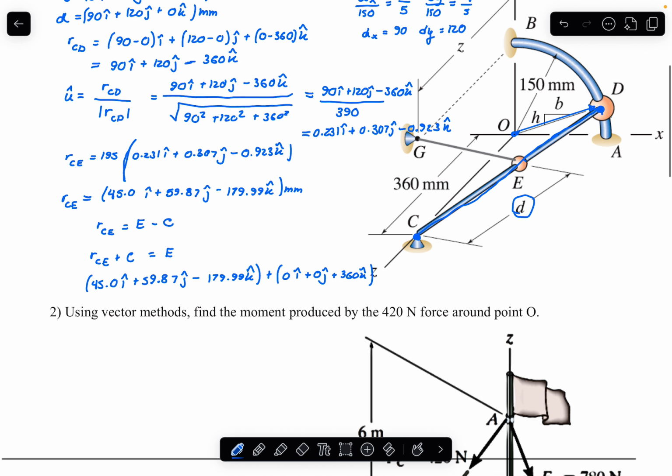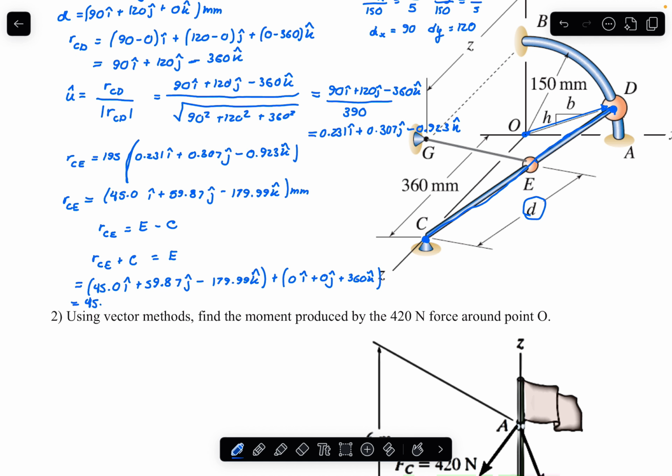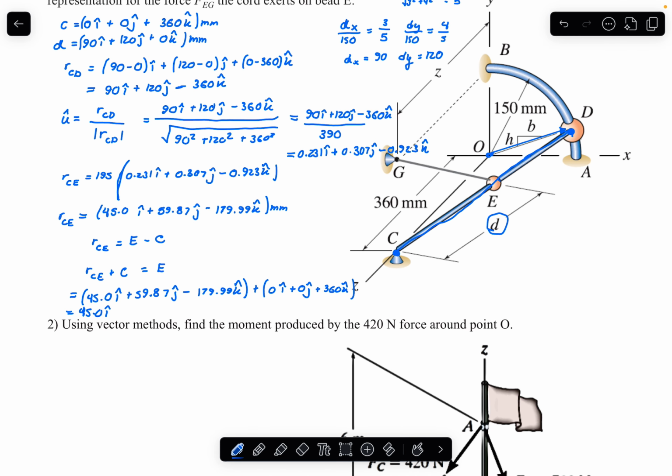Now this will give us our point, which is just going to be 45.0 i hat plus 59.87 j hat. And then from here, this is going to be 180 k hat. And as you can see, we have our answer for E. Boom. This was the answer.